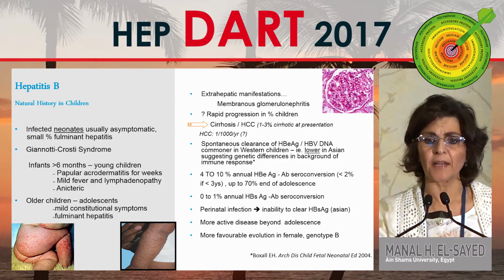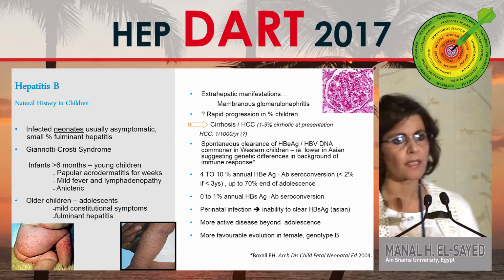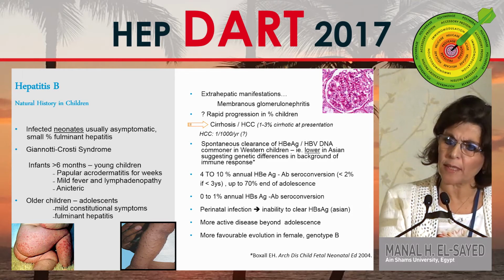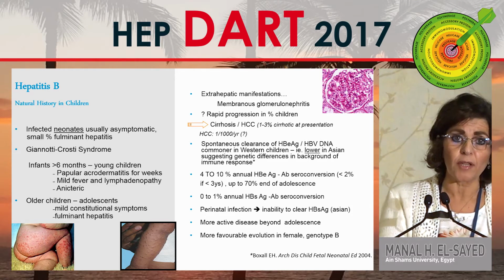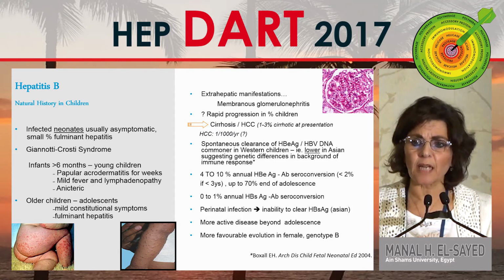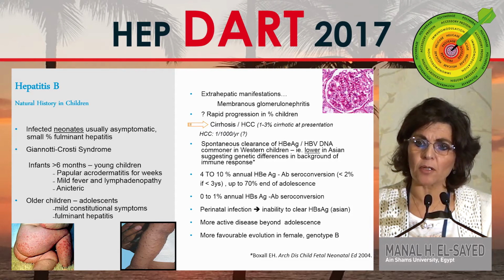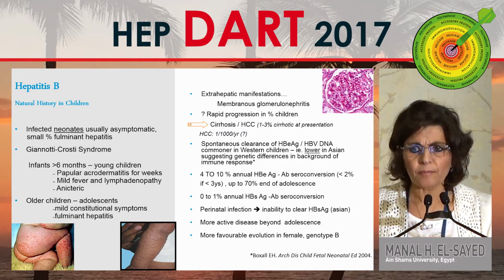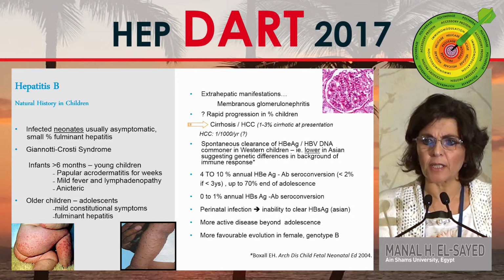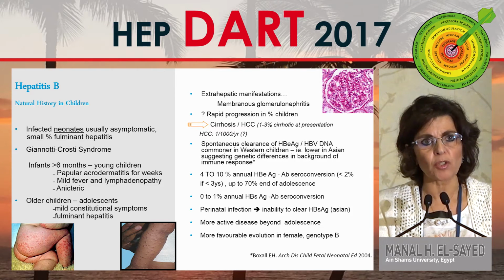It's usually anicteric, and older children and adolescents usually do not experience anything except very mild fatigue and constitutional symptoms, and very rarely some flares and even fulminant hepatitis. Among other extrahepatic manifestations, we have membranous glomerulonephritis, and sometimes, of course, a rapid progression of liver disease in children, and I've seen a few cases with hepatocellular carcinoma over the past few years.